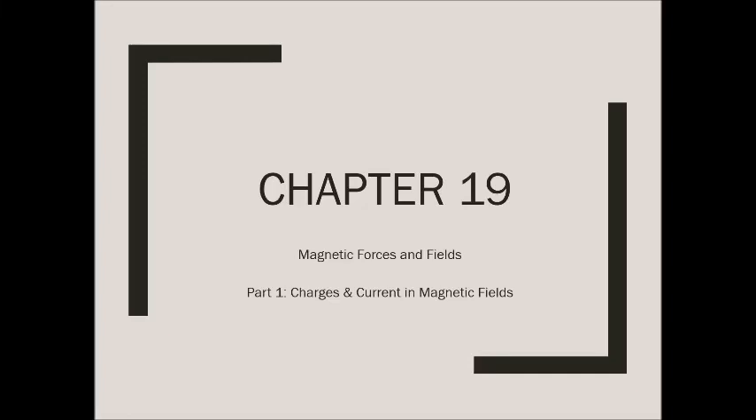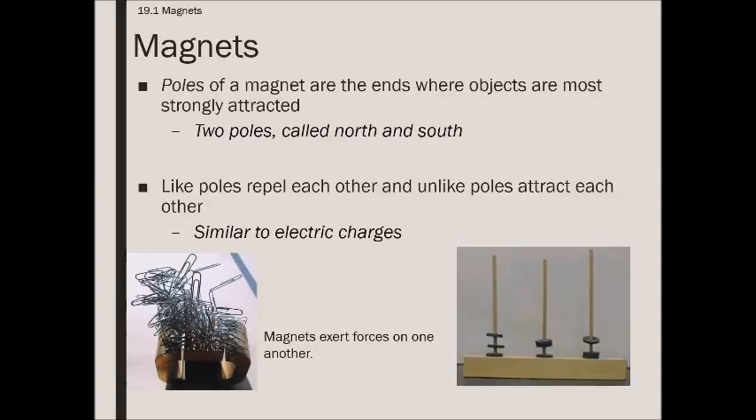Now we're going to move into Chapter 19, which talks about the magnetic field and how a single charge behaves when it's moving in a magnetic field. So what are magnets? Well, magnets you probably have used since you were a kid. They basically create a magnetic force, what we call permanent magnets. And these permanent magnets have two poles. They're called north and south.